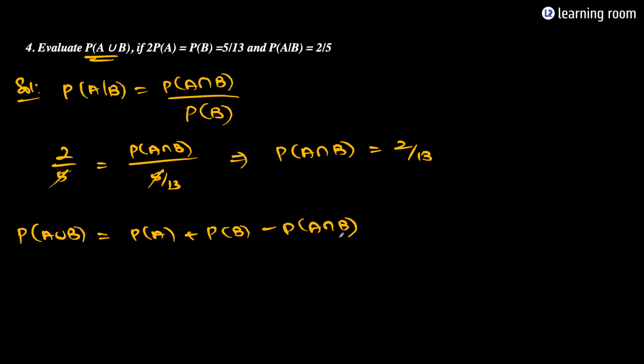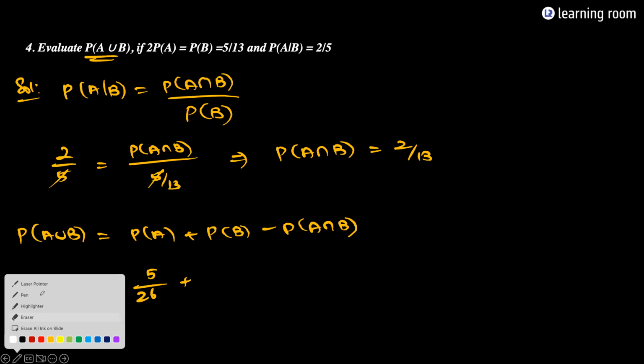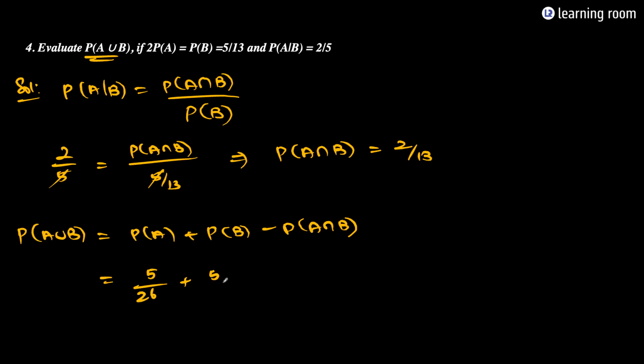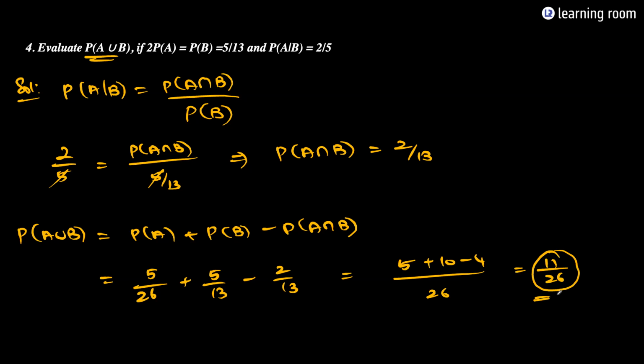See, since the probability of A intersection B didn't come out to be 0, I know that they are not mutually exclusive events. So probability of A is 5 by 26, plus probability of B, actually I can write it as 3 times probability of A. Okay, I'll write it like this: 5 by 26 plus 5 by 13 minus probability of A intersection B, which is 2 by 13. So 5 plus 10 minus 4 divided by 26. So 15 minus 4 is 11 divided by 26 should be the answer. So check if this is the answer.